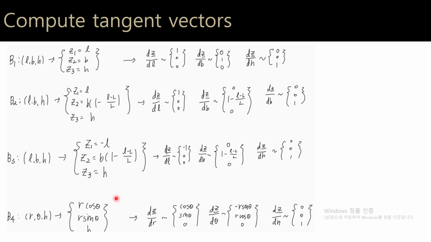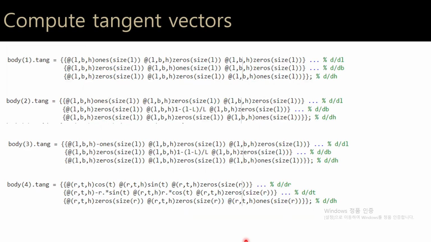For part 4, it is parameterized as R cosine theta, R sine theta, H. So the tangent vectors are like this. This is the code that I put into MATLAB for the tangent vectors.